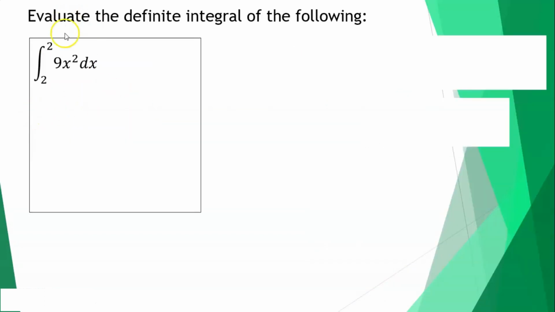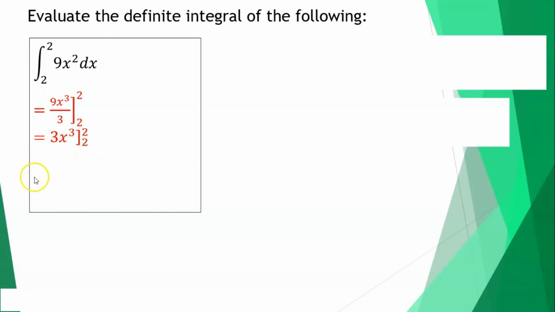Okay, another example. Evaluate the definite integral of 9x squared dx evaluated from 2 until 2. Take note of the upper and the lower limits. They are the same. So what will happen to its final answer? Let's solve first for its integral. So 9x squared, integrate this. This would become 9x cubed over 3, evaluating 2 until 2. Take note, we can still divide 9 and 3. So with this, we will have 3x cubed, evaluating 2 until 2.